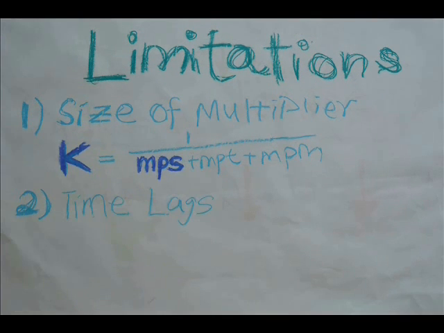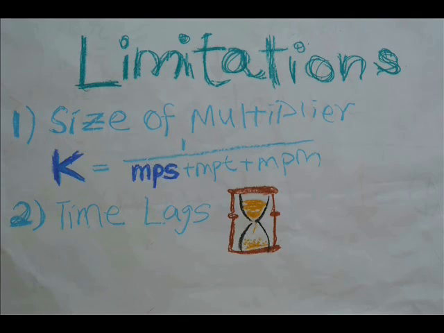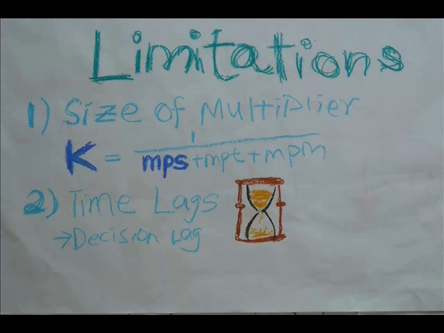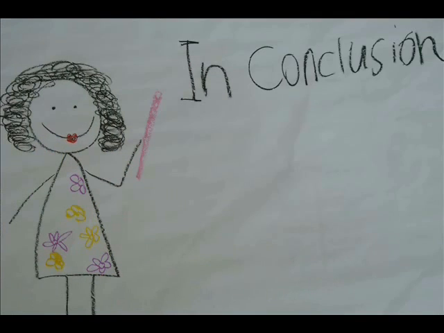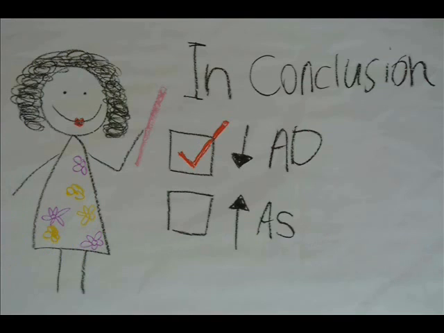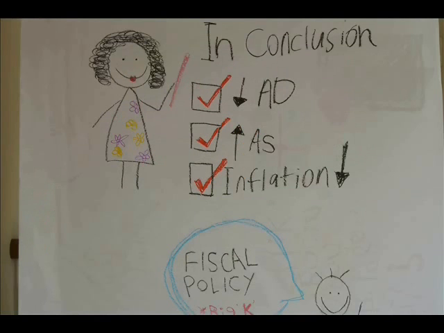2. Time lags. The government in various countries need to identify and study the inflation, causing decision lag. Execution lag may also occur. Hence, when the policy is being implemented, the actual situation of the economy may have changed, making the policy less effective. In conclusion, by reducing AD and raising AS, inflation may be reduced.